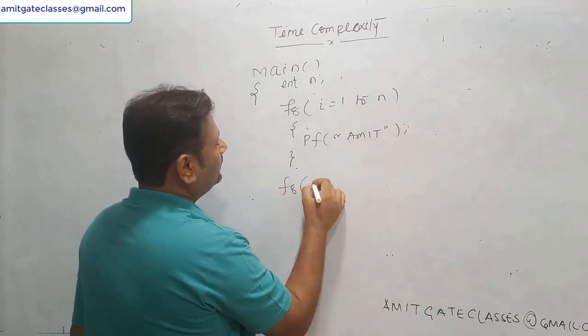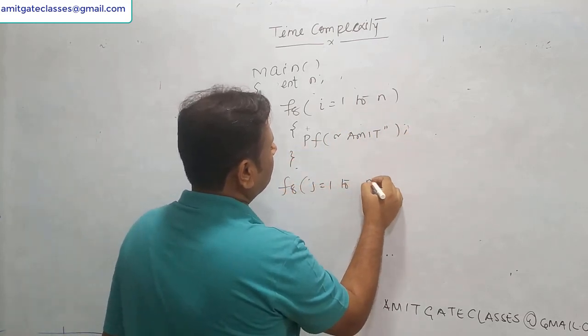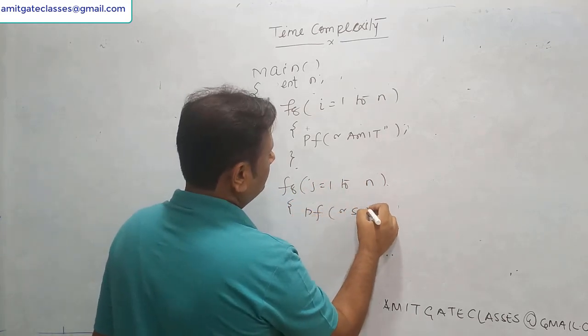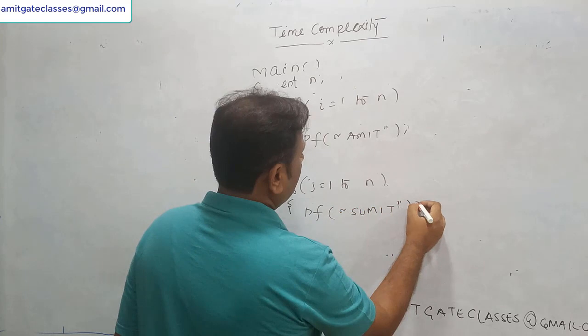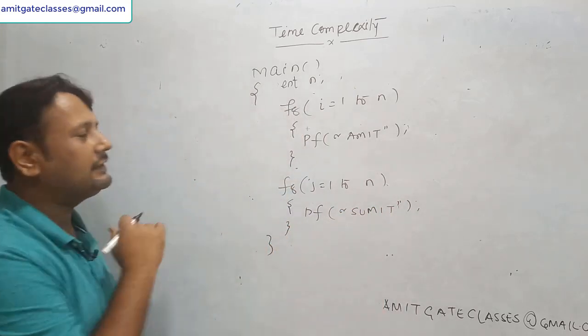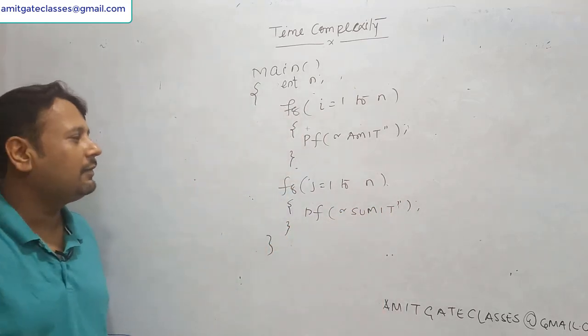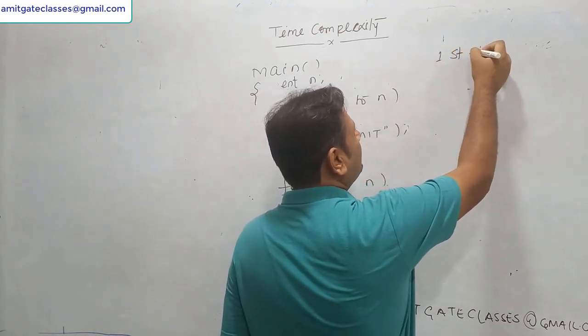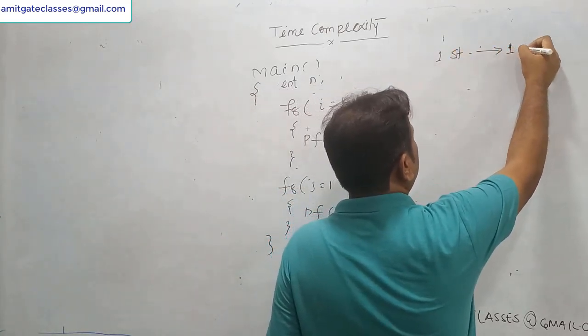I have another loop for j equals 1 to n, printf Sumit. Now, if somebody asks what is the time complexity of this program, and the condition is that one single statement takes how much time? 1 millisecond.